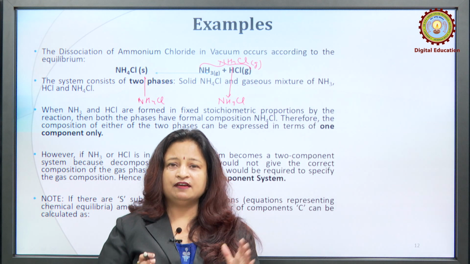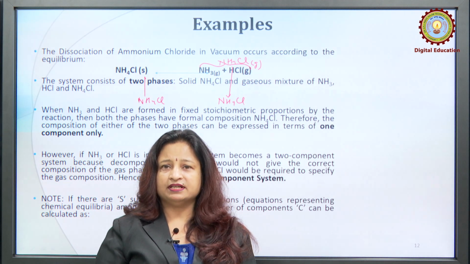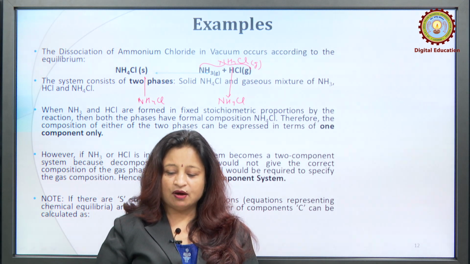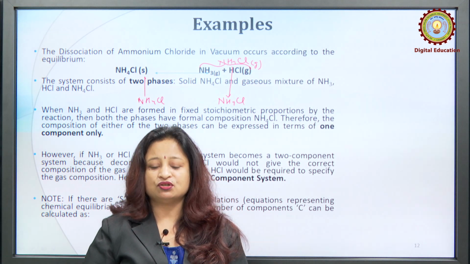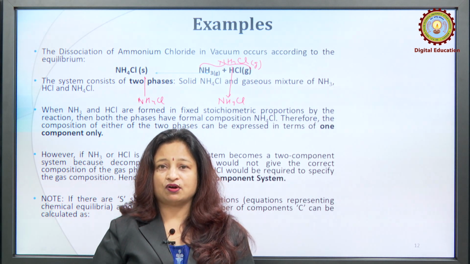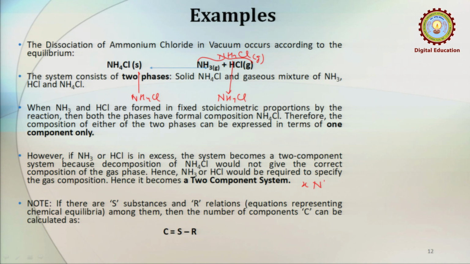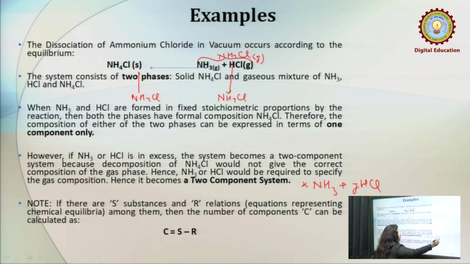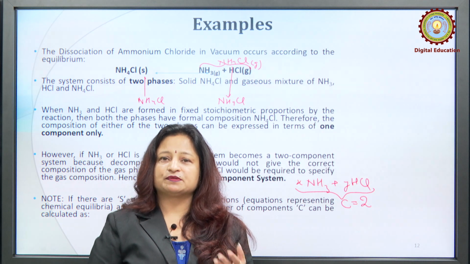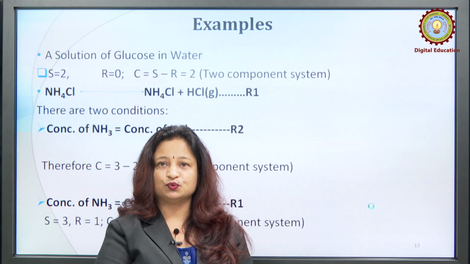Now, in the second case, if the concentrations of ammonia and HCl differ, or one of the components NH3 or HCl is in excess, then the system becomes a two component system, because decomposition of NH4Cl would not give the correct composition of the gas phase. Hence, either ammonia or HCl would be required to specify the gaseous composition, or even the composition of each phase, right. So, X ammonia and Y HCl. In that way at least two chemical constituents are required to express the composition of each phase present in the system. So, here you can see that the number of components becomes 2, right.